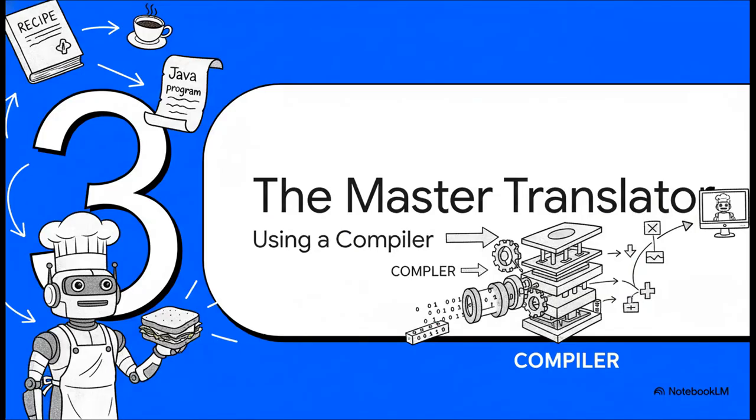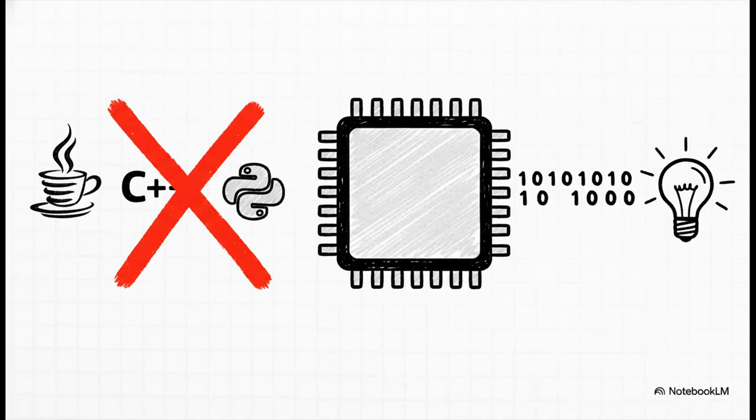Okay, so we've translated our recipe into a Java program. We're good to go, right? The robot can finally make our sandwich. Well, not so fast. There's one more absolutely critical step that happens behind the scenes. We need a master translator. And here's the big secret, the deep down truth about how computers work. The processor, the actual brain of our robot, doesn't understand Java. It doesn't understand Python or C++ or any of these languages we write in. At its core, it only understands one thing, electricity, on and off, ones and zeros.